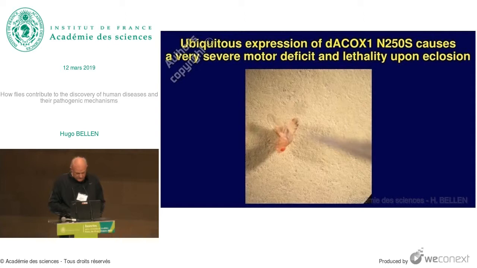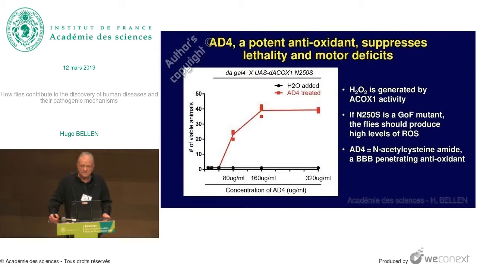Now, when you express this protein ubiquitously, flies, that's all they can do. They cannot fly, they cannot move, they cannot eat, and obviously they will die upon eclosion after about one day. So this is a very severe phenotype because these animals can clearly not live at all. However, when we put these flies on high levels of an antioxidant called N-acetylcysteine amide, which is a blood-brain barrier penetrating antioxidant, we can actually maintain the fly stock. Not only do the flies survive on this medium that has high levels of antioxidant, they can mate, they can fly, and they live at least for 4 to 8 weeks on this medium.